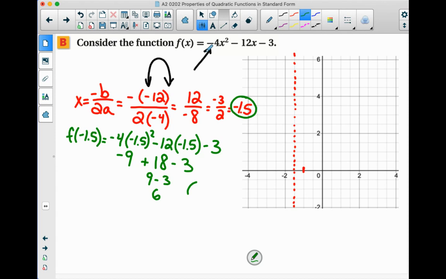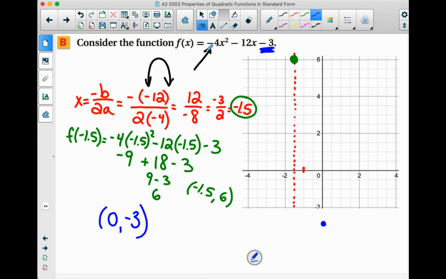So we put in 1.5, negative 1.5, sorry. We got out positive 6. This is our vertex. It is the top of this graph. So negative 1.5, positive 6 is up there. Then it says, hey, just find the y-intercept. The y-intercept is when you substitute in 0 for x, what do you get? And it's always going to be that last number, negative 3. So 0, negative 3 would be down here.